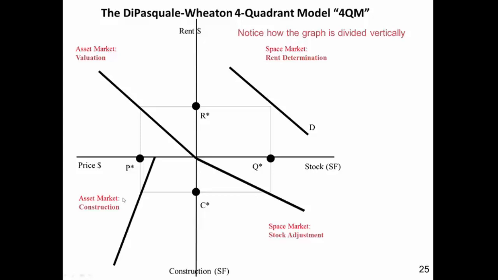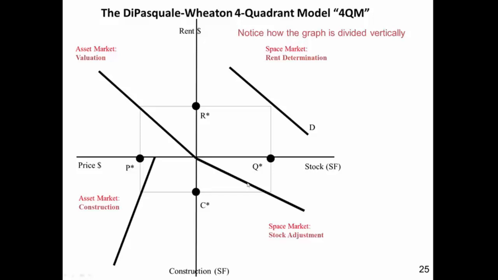This just means that when we construct and add space, we draw this over to this line and draw up. Then the difference between where we started this Q star and our new space would tell you the amount of construction. So as you add space, you're going to come out here. As you decrease space, you're out here.